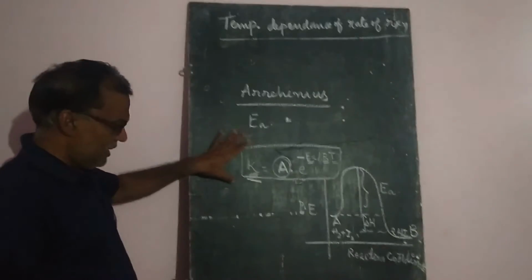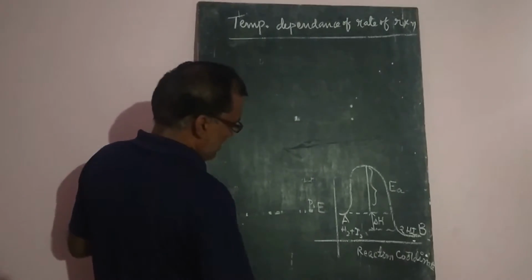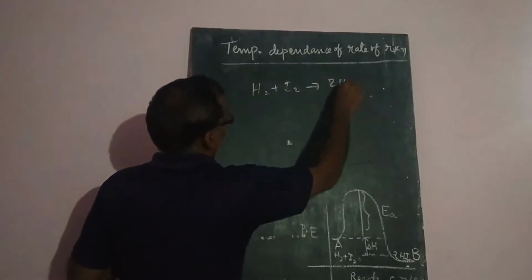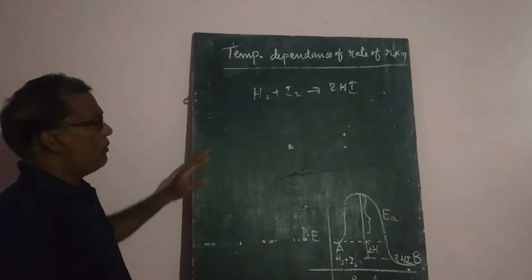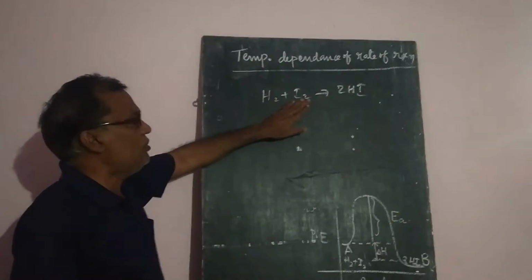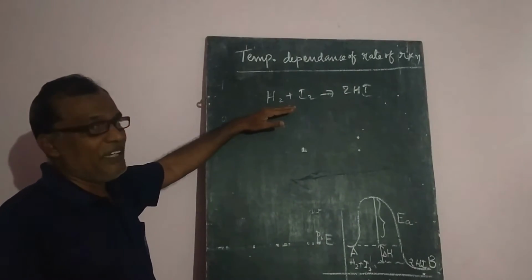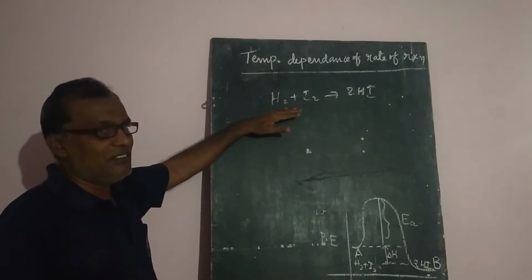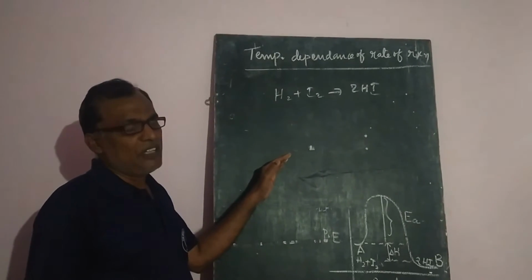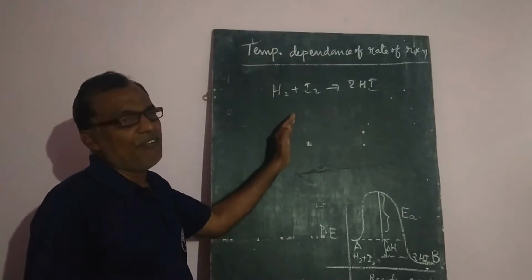Let us take one example and explain this Arrhenius rate constant. Example: hydrogen reacts with iodine and gives hydrogen iodide. That means the molecules of hydrogen and iodine collide, and collision takes place between these two and forms hydrogen iodide. When the molecules collide with each other, their potential energy changes into kinetic energy, and they collide and form the products.